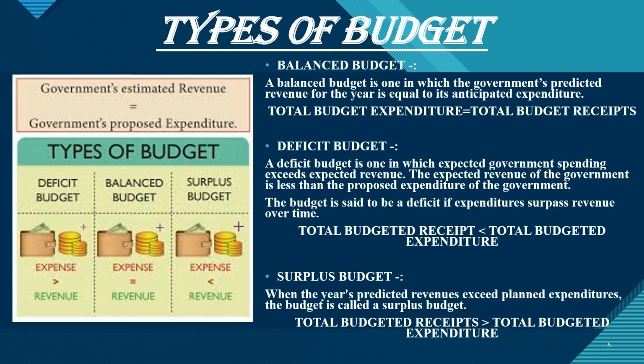Now talking about the types of budget, we'll be talking about three main types of budget, which are balanced budget, deficit budget, and the surplus budget. So what is a balanced budget? It is one in which the government's predicted revenue for the year is equal to its anticipated expenditure. That is, the total budget expenditure will be equal to the total budget receipts. For example, if the budget expenditure of the government is rupees 2 lakh crores and the budget receipts are also rupees 2 lakh crores, then there is a balance between the expenditure and the receipts. So it is called a balanced budget.